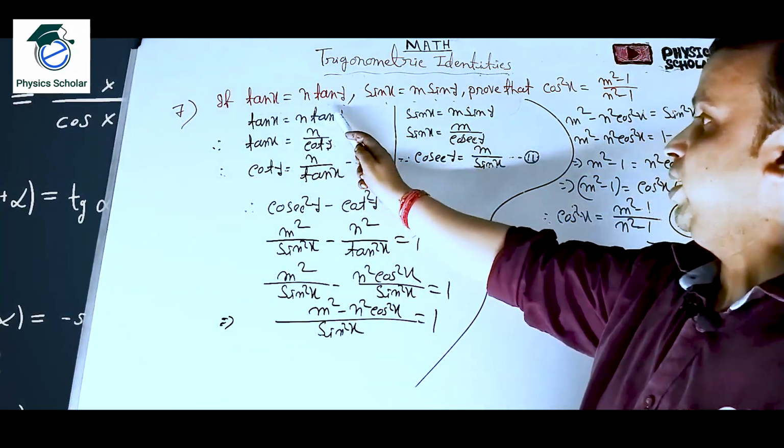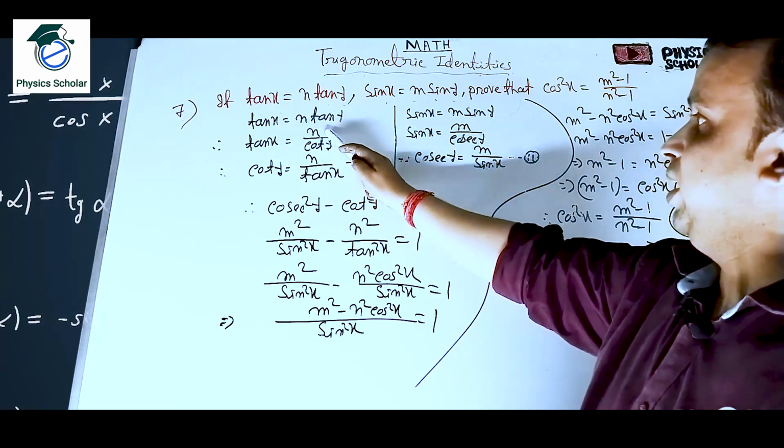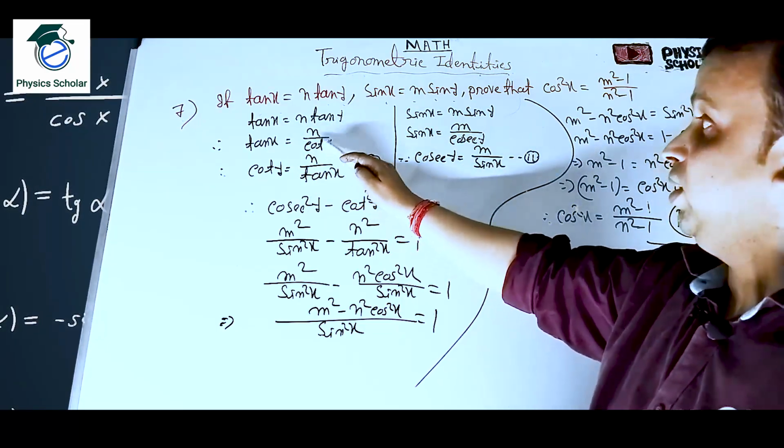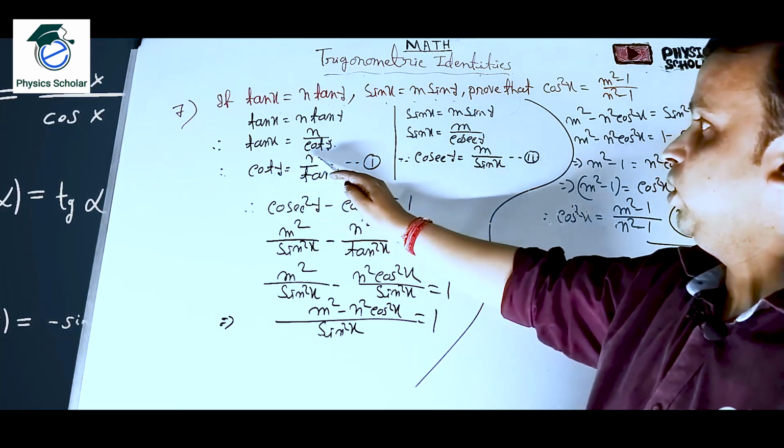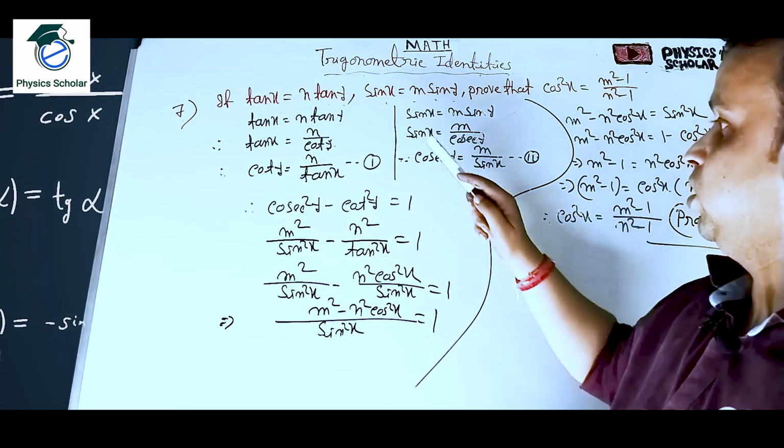Tan x is equal to n tan y. So tan x is equal to what? n by cot y. Cot is the reciprocal of tan. Clear? So n by cot y, so cot y is equal to n by tan x. It is equation number 1.